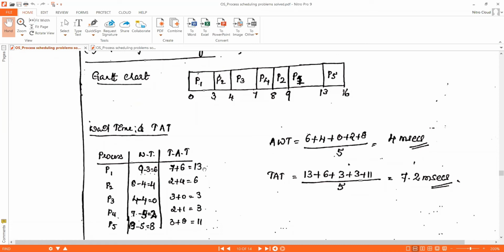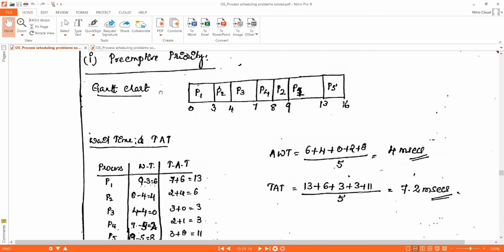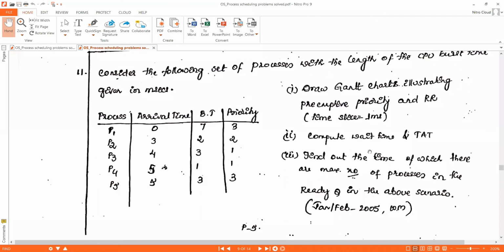Average turnaround time is 13 plus 6 plus 3 plus 3 plus 11, the sum of all the processes' turnaround time divided by the total number of processes. That is 13 plus 6 plus 3 plus 3 plus 11 divided by 5. We will get 7.2 milliseconds. Okay, like this we need to solve using preemptive priority scheduling. Okay, now we'll solve this problem by using round robin scheduling.